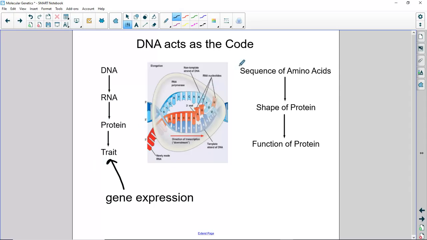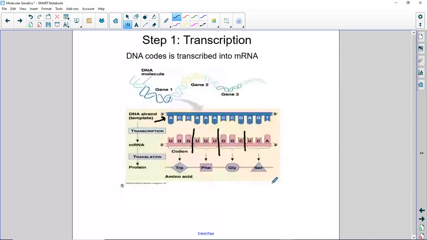This goes back to November with us. Remember, amino acids then shape into a protein. Proteins have function. So DNA is the code; you've got to keep it in mind. DNA is the code. Again, the RNA forms and things along those lines are in chapter 25. So gene expression: transcription, translation, the making of a protein.